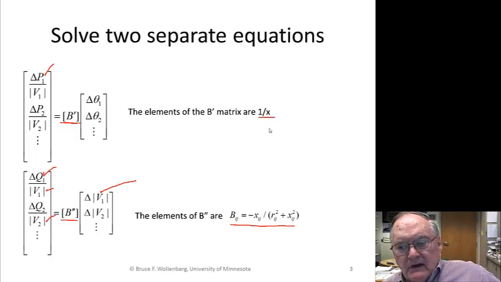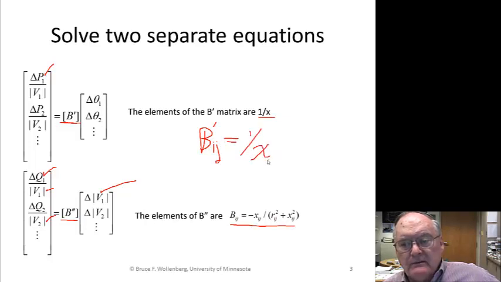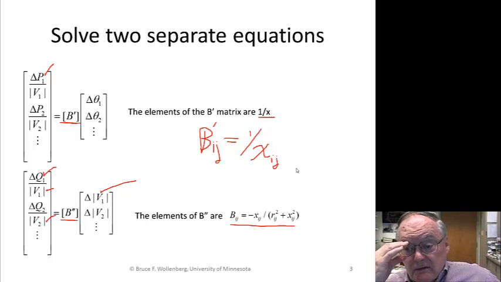So again, this B prime IJ is 1 over X IJ. Well, we're going to see later that this is also the same definition of what we call the linear or DC power flow.